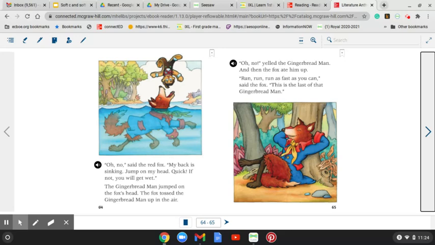Oh my. So were your predictions correct? Now, the fox tricked him into jumping on his head. And because he did, you tell me what happened. Yes, the fox tossed the gingerbread man in the air and he ate him up.